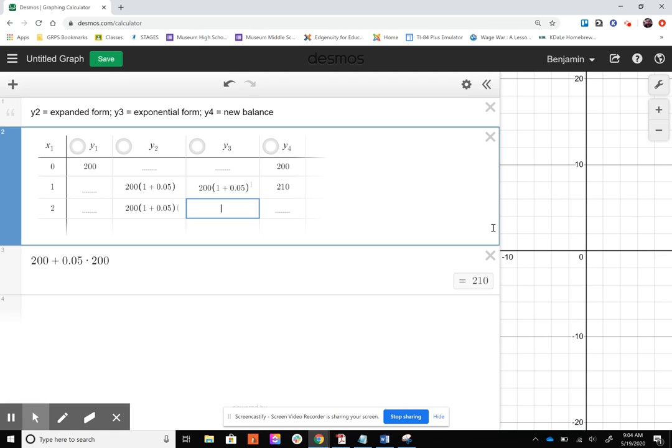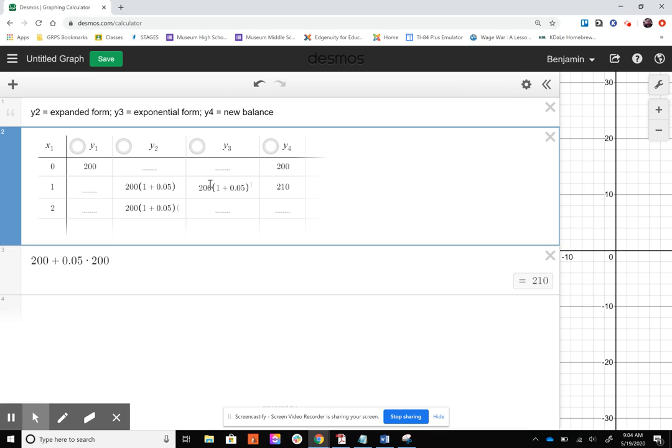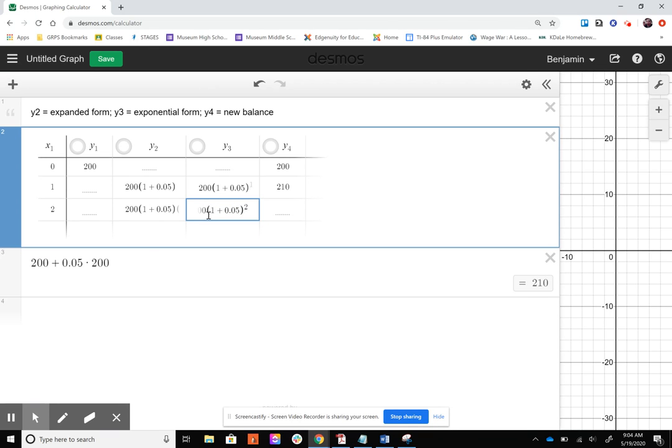Let me expand this table. It's too bad. I'll make sure I write that out. But then, since we're doing it twice, so 1, 2, I can consolidate that in exponential form by putting my power to the second. 1 plus 0.05 to the second power. Okay, so let's figure out what that is.